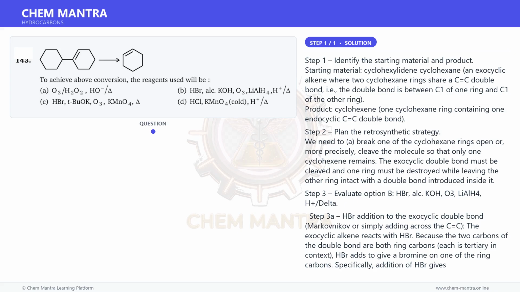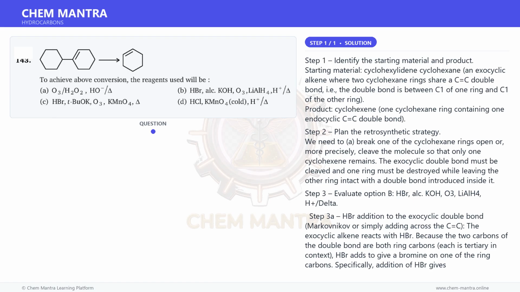Starting material: cyclohexylidene cyclohexane, an exocyclic alkene where two cyclohexane rings share a C=C double bond, i.e., the double bond is between C1 of one ring and C1 of the other ring. Product: cyclohexene, one cyclohexane ring containing one endocyclic C=C double bond.